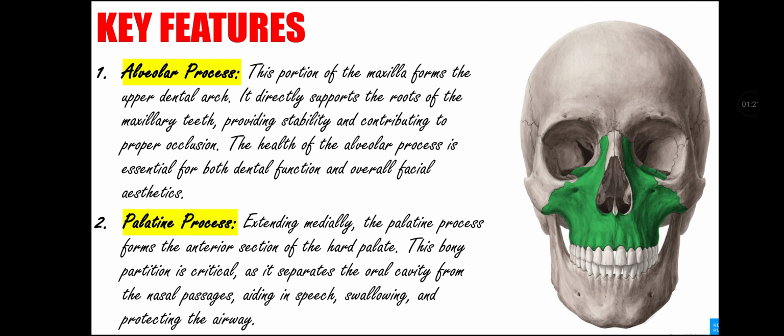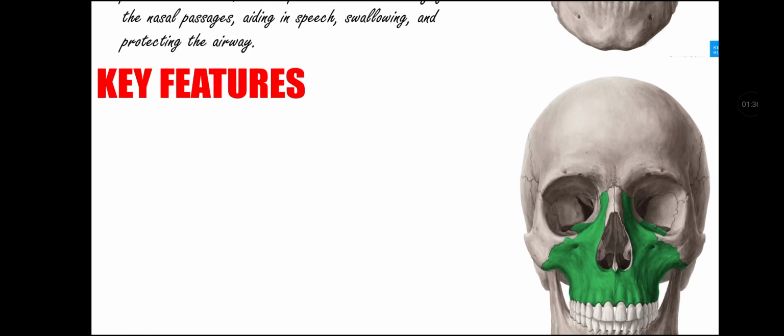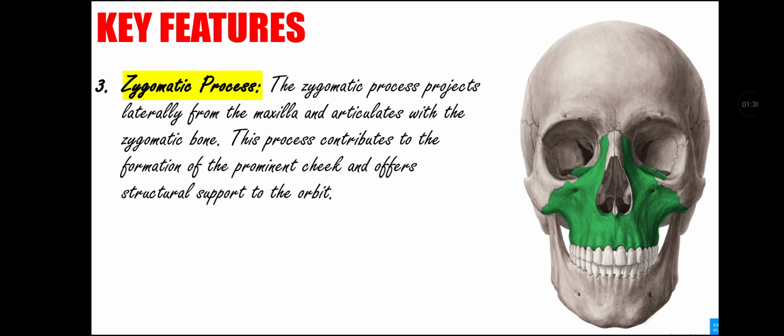Now let's talk about the palatine process of the maxilla. It extends medially. The palatine process forms the anterior section of the hard palate. This bony partition is critical as it separates the oral cavity from the nasal passages, aiding in speech, swallowing, and protecting the airway.